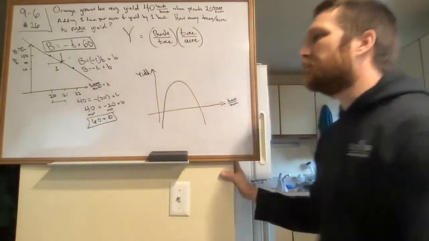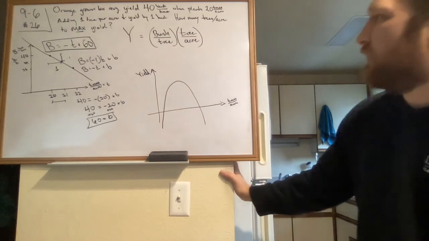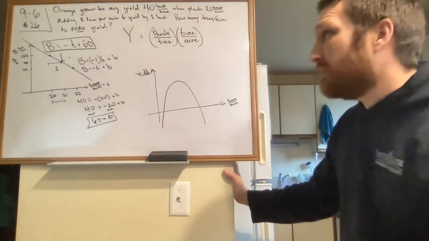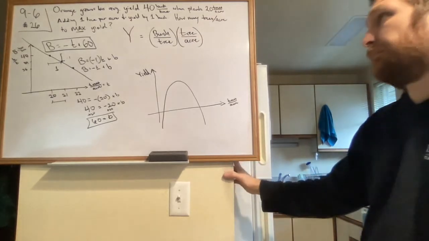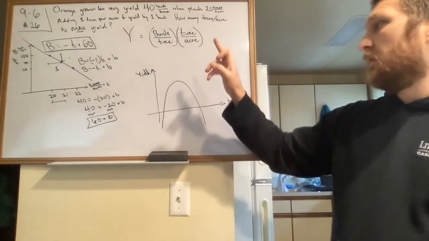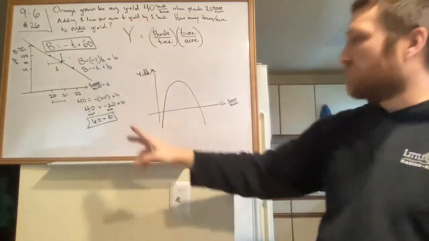That's going to be my input right there. So then we would know, I guess, how many bushels per acre would be my maximum yield. Does this make sense here? We want to know how many trees per acre maximize the yield.